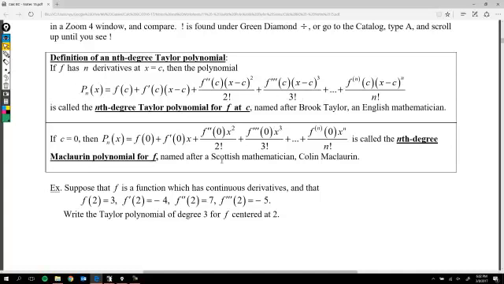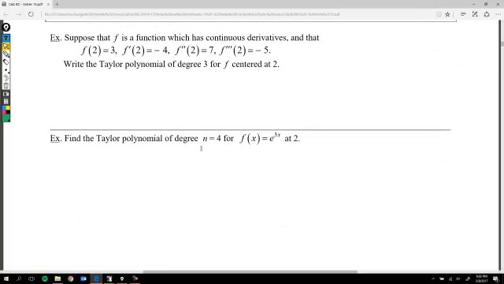Now a specific Taylor polynomial called the Maclaurin polynomial is just a Taylor polynomial centered at 0. So anytime you see Maclaurin, that just means that it's centered at 0. So in this case, c equals 0. The only reason why we have it named after him is because that came first.